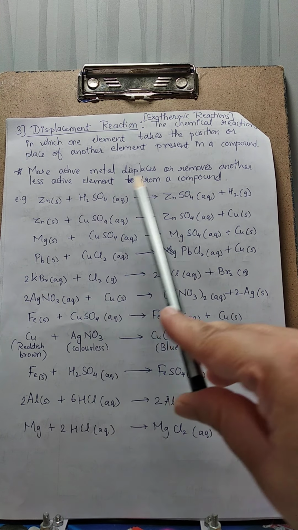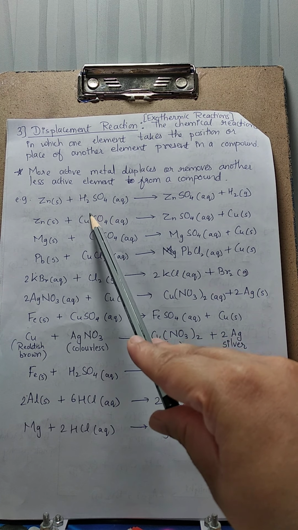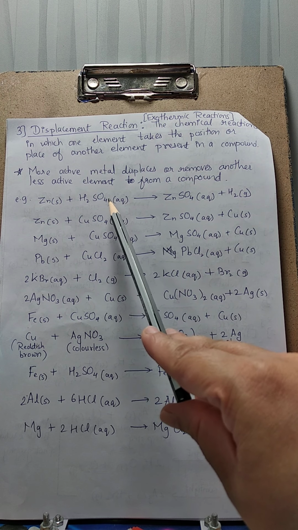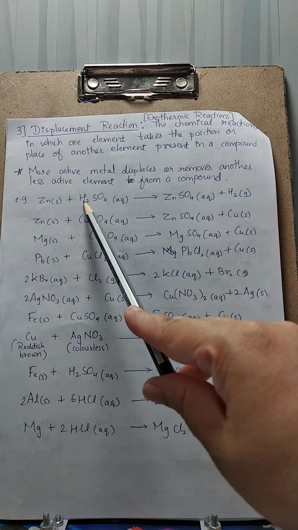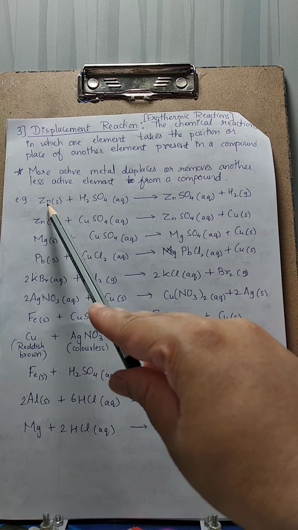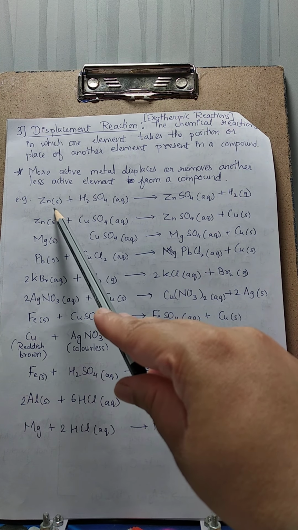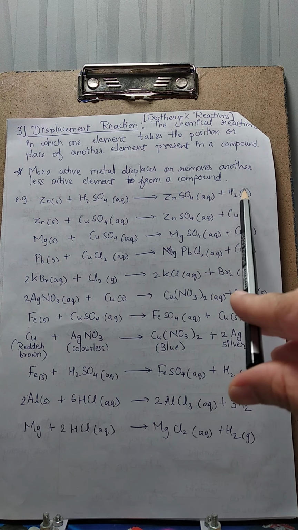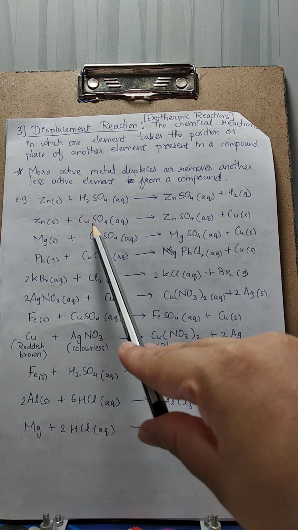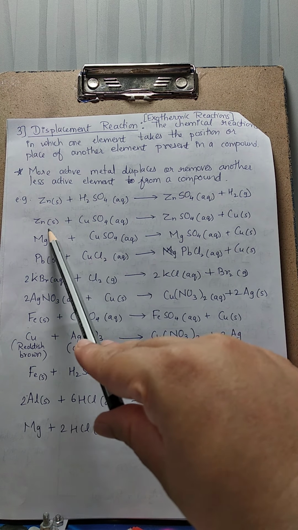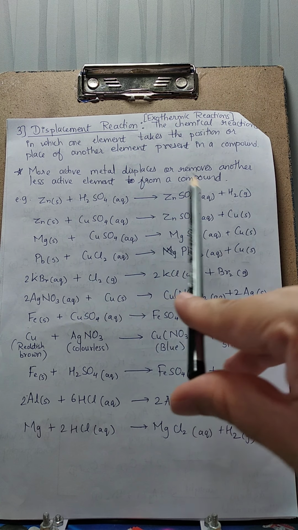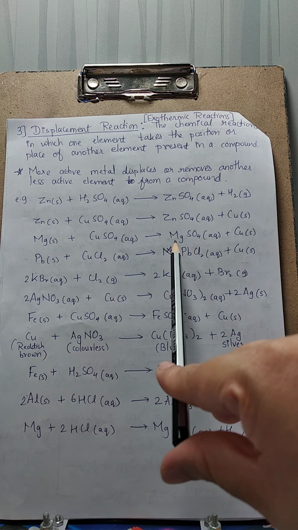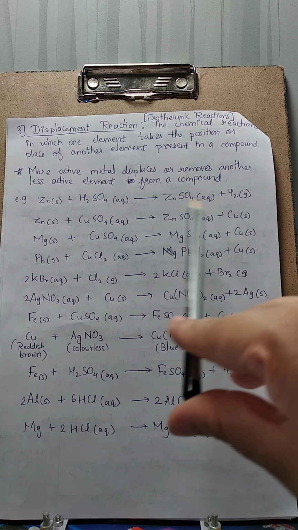So a few more examples. Zinc plus sulfuric acid, H2SO4. Now if we see the reactivity series, zinc is placed above hydrogen in the reactivity series. That is why it can replace hydrogen. It takes its place and removes hydrogen from its salt. So it becomes zinc sulfate plus H2. Zinc plus copper sulfate gives zinc sulfate, removes copper from here, so it becomes copper. Then magnesium plus copper sulfate gives magnesium sulfate plus copper.